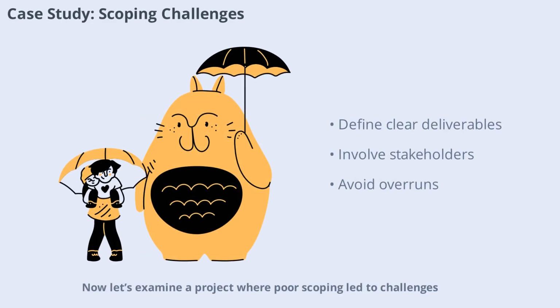Now let's examine a project where poor scoping led to challenges. The team failed to define clear deliverables and didn't involve all stakeholders, resulting in missed deadlines and budget overruns. This example shows how important it is to apply proper scoping techniques from the start. Learning from these challenges can help you avoid similar issues.